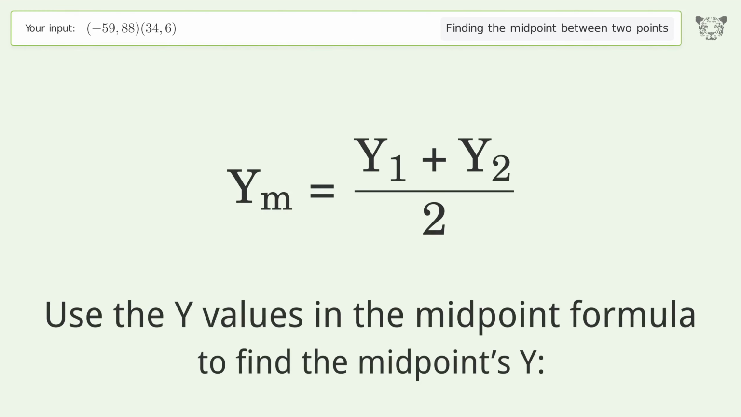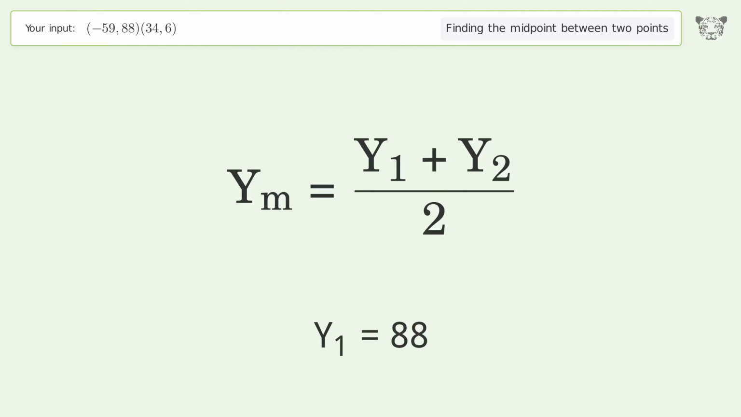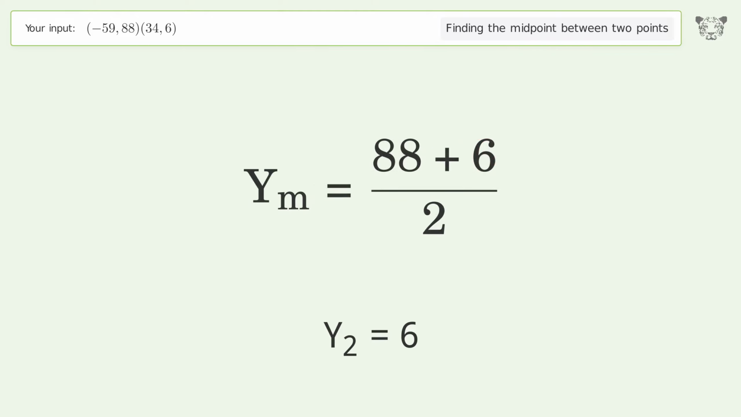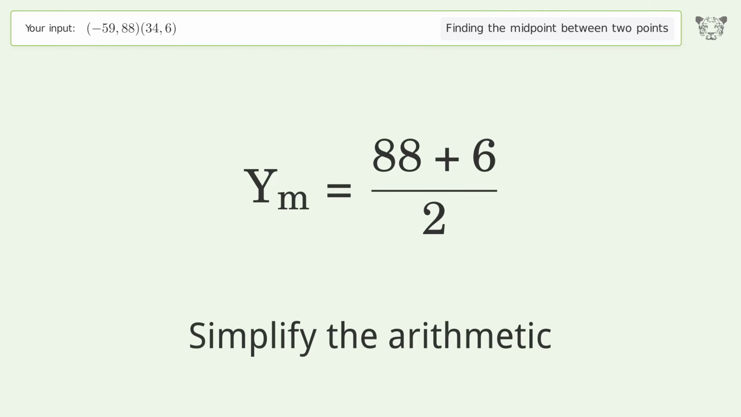Use the y values in the midpoint formula to find the midpoint's y. y1 equals 88. y2 equals 6. Simplify the arithmetic.